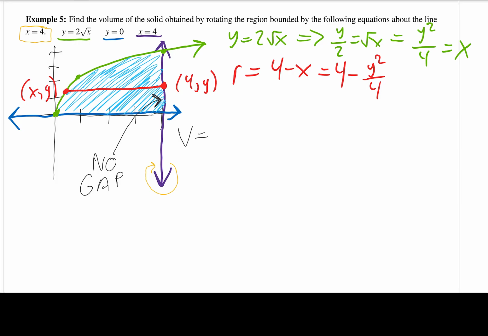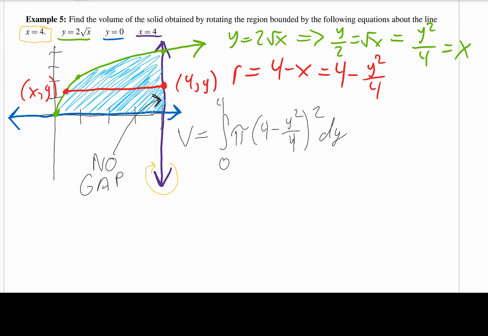So we should have V equal to the integral. We have a dy integral, so this is going to be our highest y value to our lowest y value. So this should be the integral from 0 to 4 of, let's see, we should have A of x, which we know is going to be pi r squared. So it should be 4 minus y squared over 4, squared, dy.